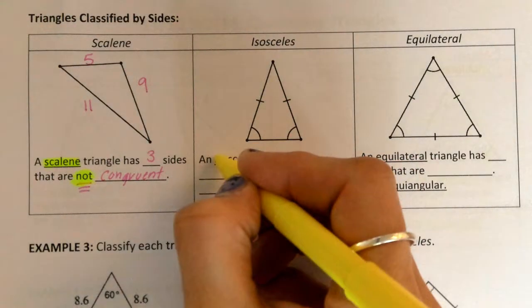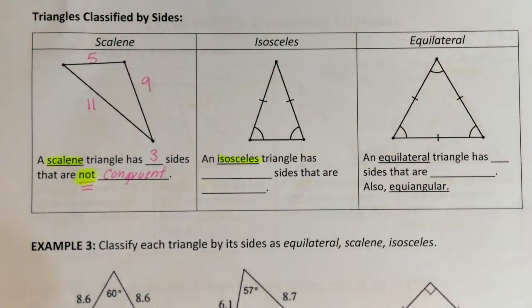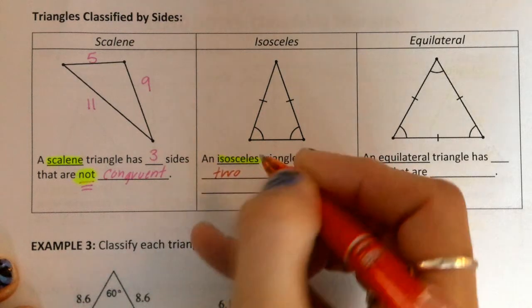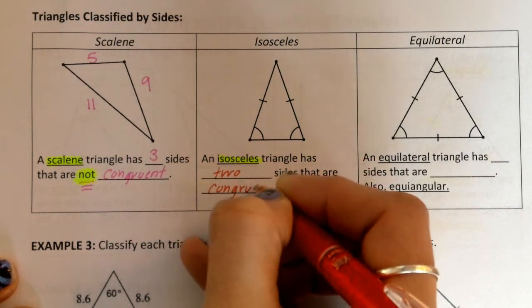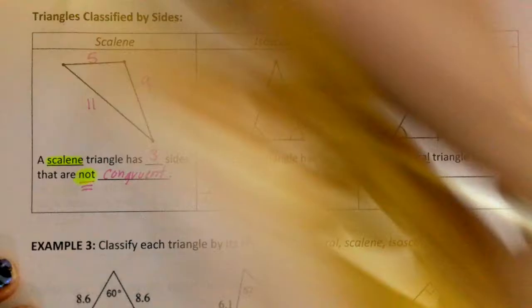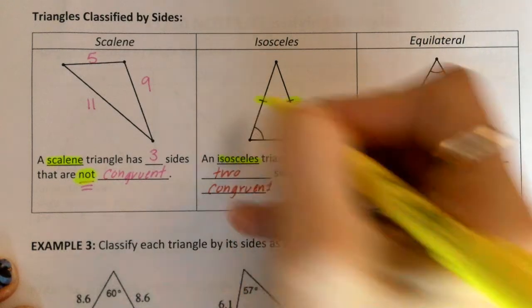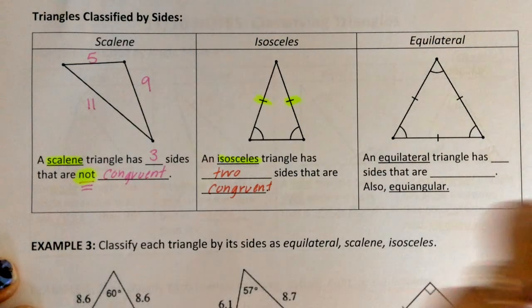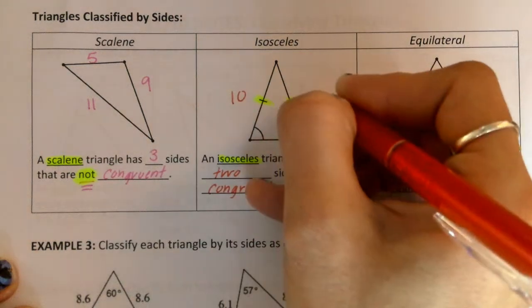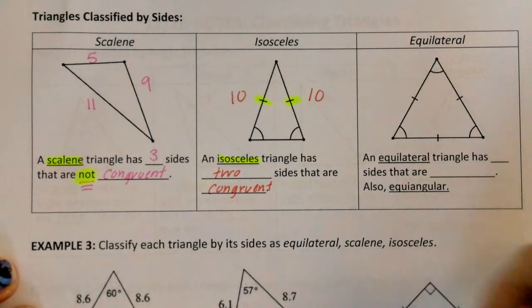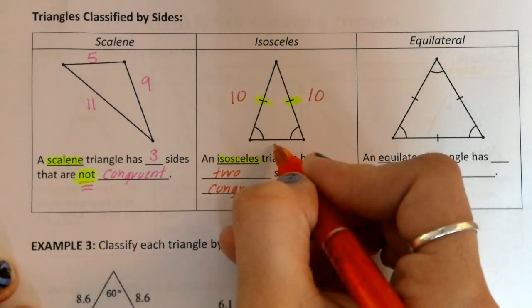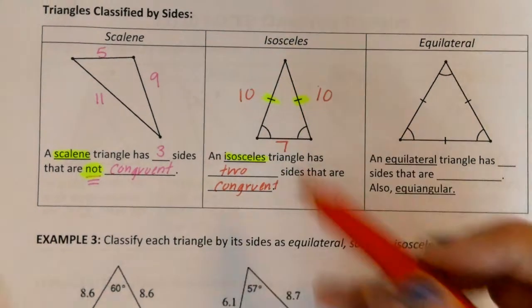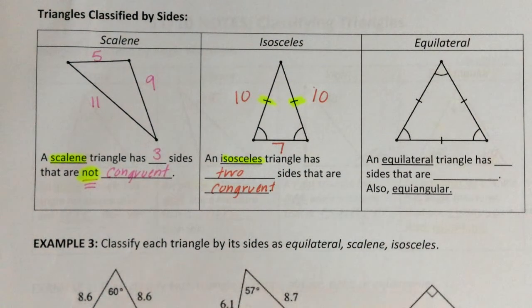Your isosceles triangle has two sides that are congruent. And we look at the picture, we see those markings right here. And we'll learn about why these angles are congruent later on. So we could just say, let's say this is 10. That means this has to be 10. And this third side has to be something completely different. So we'll just call it 7. So we have two sides that are congruent. We have an isosceles triangle.